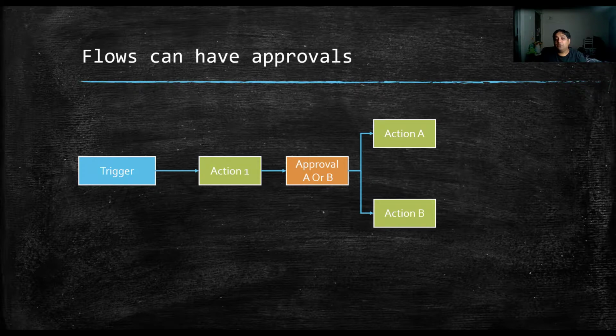Now again, flows can also have approvals. You can have an approval system where after an action, something gets sent to someone else, and based on their response, different things can occur.